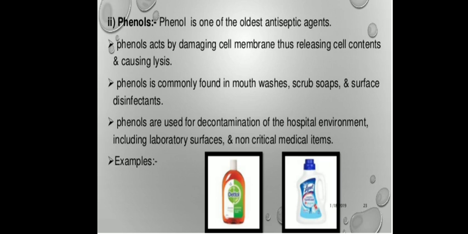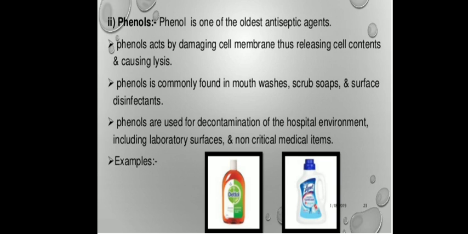Now, how does phenol act? It damages the cell membrane, thus releasing the cell contents and causing lysis. What does this phenol do? It damages the cell membrane of bacteria or microorganisms. When the cell membrane of the microorganism is damaged, all the cell components come out of the cell, and ultimately the cell gets damaged, and lysis or breakdown of that cell is caused.